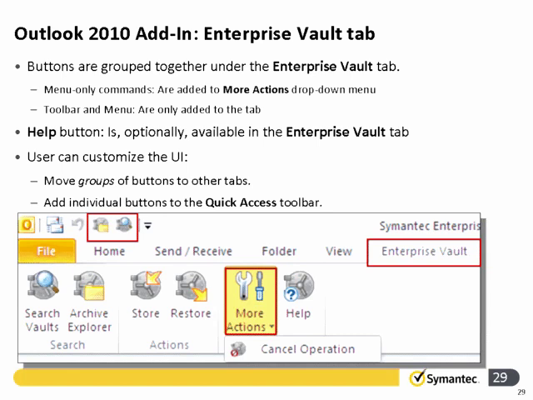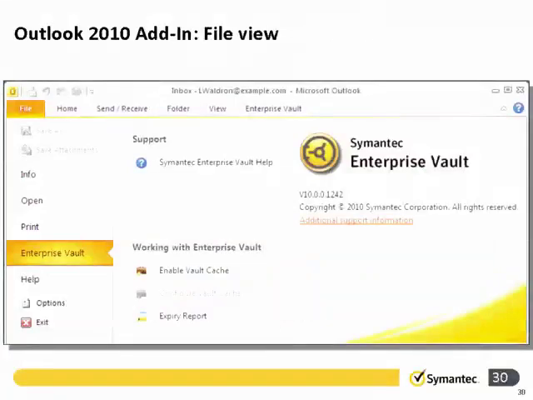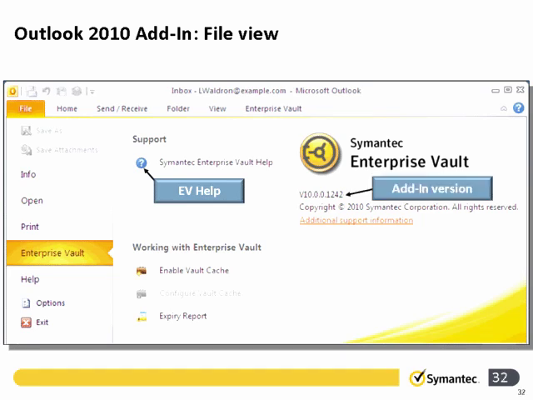been highlighted in red. Also, when you've added the Microsoft Outlook add-in for Enterprise Vault, you will be able to go to the File menu option, and there will be a new File menu option for Enterprise Vault. On the page associated with the Enterprise Vault File menu option, you will have a link to the Enterprise Vault Help System. You also will have a link to the version of the Outlook add-in that you're using.